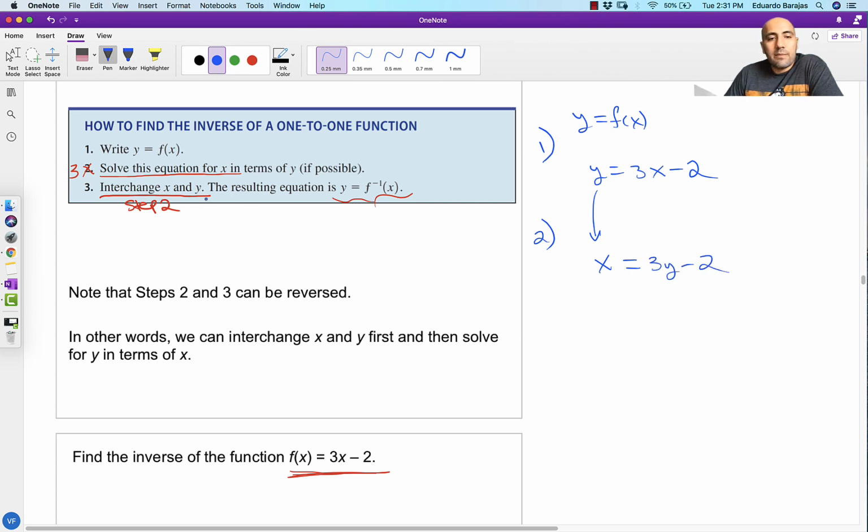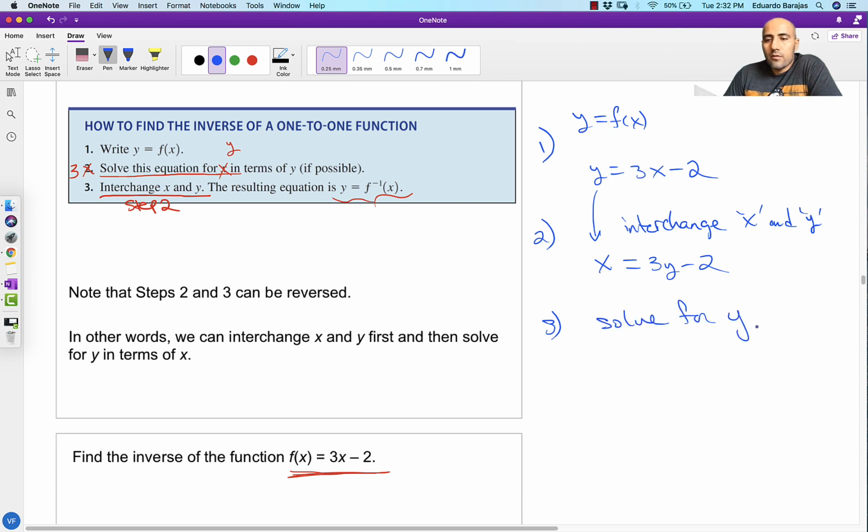The reason I like to do step number 2 before this one is that now we can solve the equation in terms of y, right? We're used to solving for y, so that way we stay consistent. We like to solve for y. So step number 3 is going to be to solve for y. So this one was interchange x and y. And now we're going to solve for y.